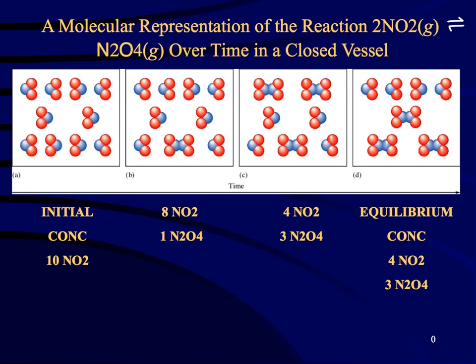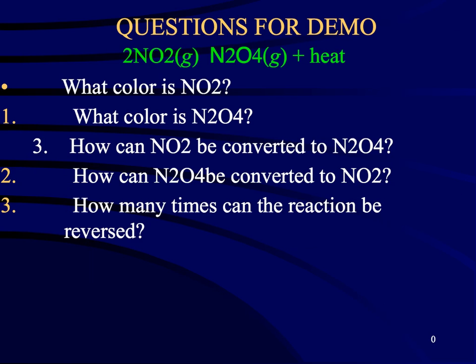Time again progresses. Notice here, we remain at 4 NO2 molecules, which are the reactants, and then we have 3 N2O4s, which is a product. So notice eventually 4 and 3, 4 and 3. Eventually, the concentrations stopped changing. They started to remain constant over time. So that is when we know that we have reached what is called our equilibrium point.